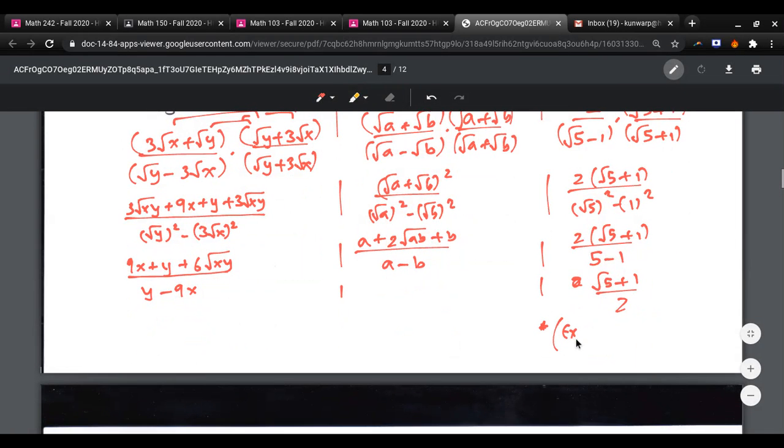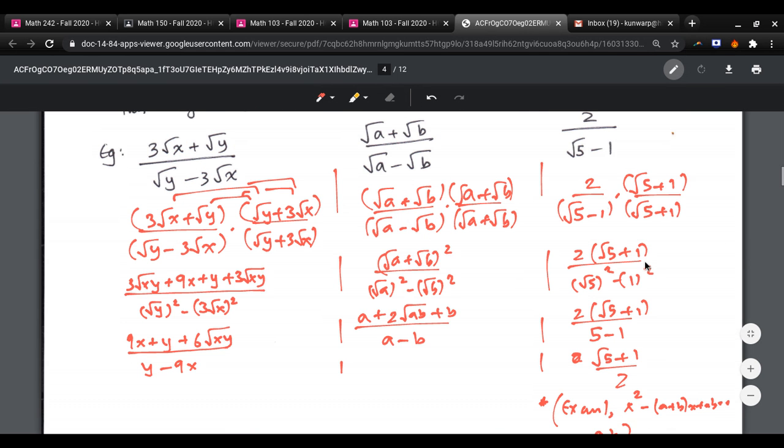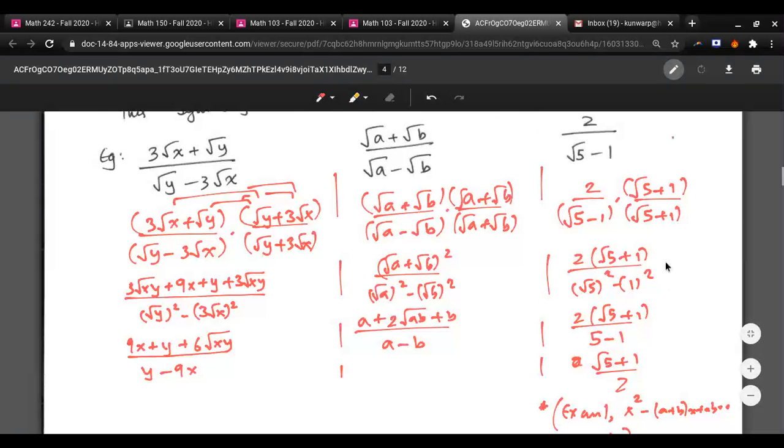Remember, if you remember from exam 1, there was a problem where you were given x squared minus a plus b x plus ab. These values are actually a and b if you had completed the question.